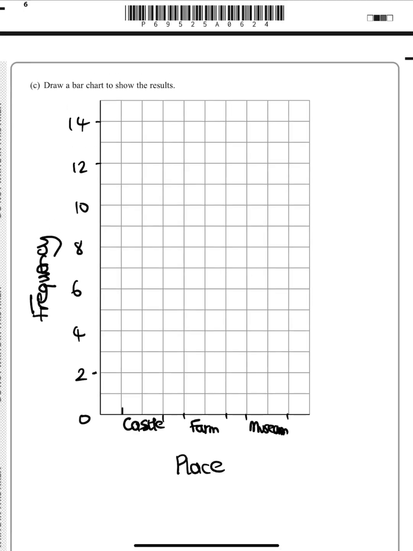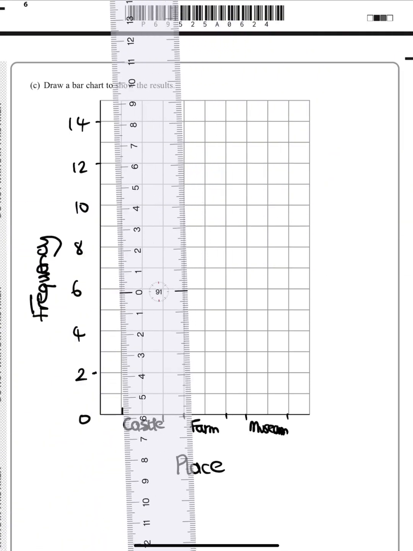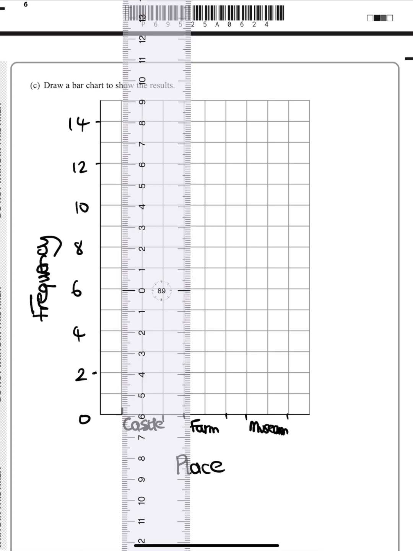Now Castle had a frequency of 11, so I'll draw a line going up to 11, which is between 10 and 12.